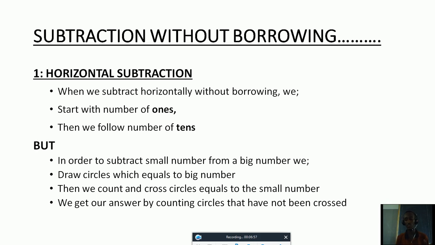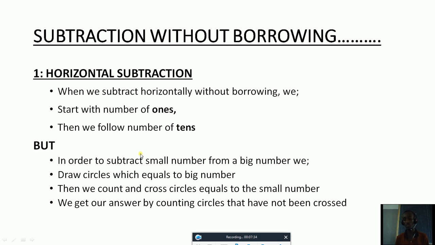For instance, you have 2 numbers, you subtract by 2 numbers. It means we start with the number of ones. So when you write any number, from your first number, from your right-hand side, we call it a number of ones. And when you come to the left side, we come to the number of tens, number of hundreds, thousands, and so forth. So we start to subtract the number of ones, then we follow with the number of tens.